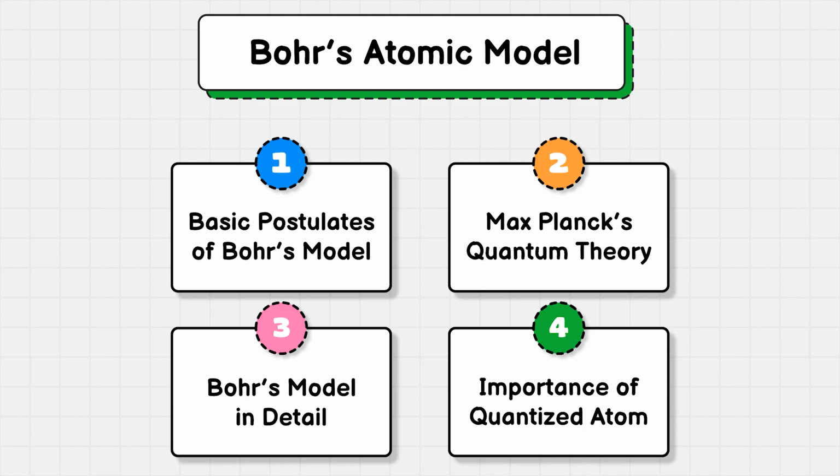In the first section, we will go over the fundamentals of Bohr's model. We will discuss the concepts of electronic orbits, energy levels, and the electronic transitions. In the second section, we will understand Max Planck's quantum theory and the idea of quantization, which Bohr used to develop his atomic model. After that, we will apply the concept of quantization to gain a deeper understanding of Bohr's model. And then finally, in the last section, we will discuss the importance of the quantized atomic model in establishing chemistry as a scientific discipline. So now that we know the plan, let's get started.